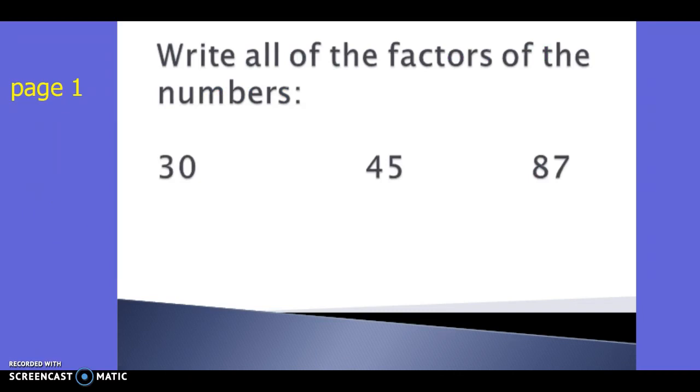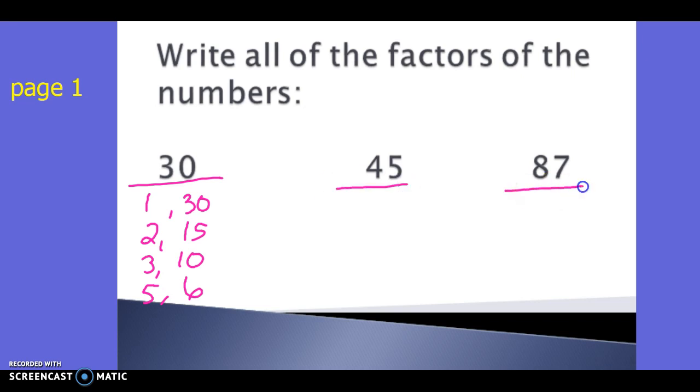Alright, so let's start working on really understanding what factors are. Let's write all the factors of the number 30. So you can hit pause and then hit play when you're ready. You could have 1 times 30. You could have 2 times 15. You could have 3 times 10. And you could have 5 times 6. And I think that would be it. All of those are factors of 30.